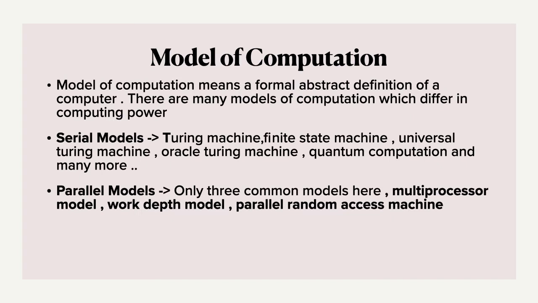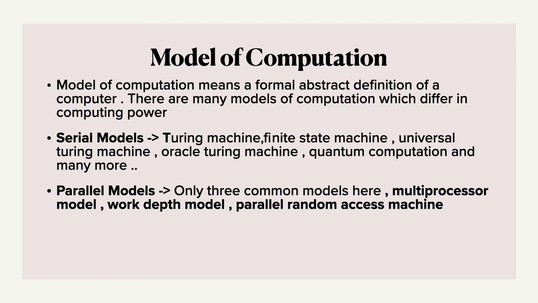So the next step of computation is the model of computation. A model of computation means a formal abstract definition of a computer. There are many models of computation which differ in computing power. So we have to work with that kind of model of computation and learn that. We have serial models and parallel models. Whenever you work with serial models, we have to learn these things with Turing machines, finite state machines, universal Turing machines, oracle Turing machines. There will be different names of computation processing in a serial model.